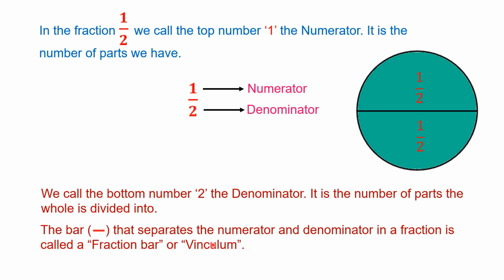The bar that separates the numerator and denominator in a fraction is called a fraction bar or vinculum. This bar is called a fraction bar or vinculum. This bar separates the numerator and the denominator. So this bar is called fraction bar or vinculum.